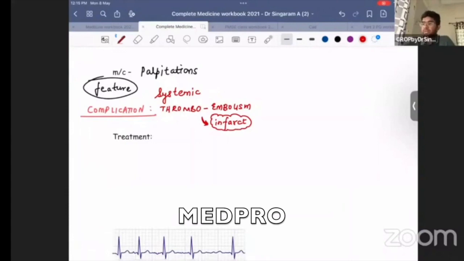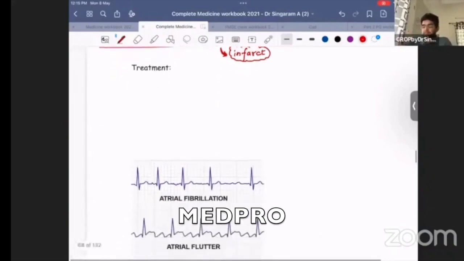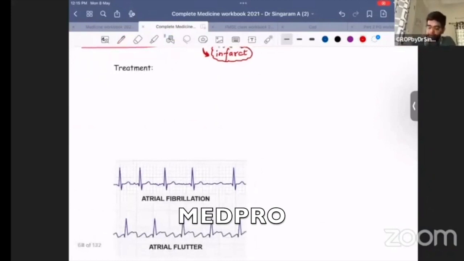Okay, I will come to this point a little later also, and I'm going to tell you about the treatment. So how do you think you are going to base your treatment? The treatment will be based on the hemodynamic stability of the patient. Patient could be stable or unstable.